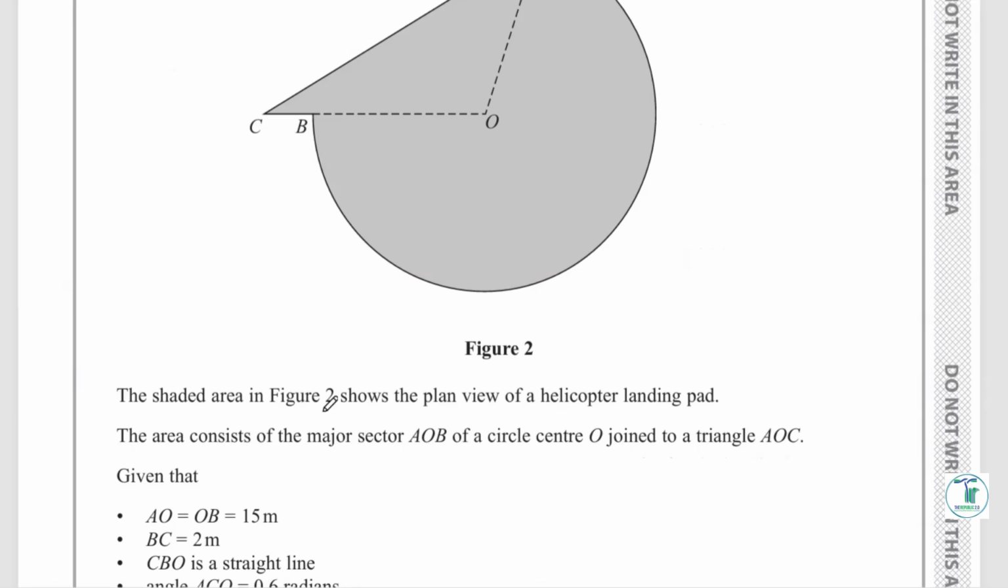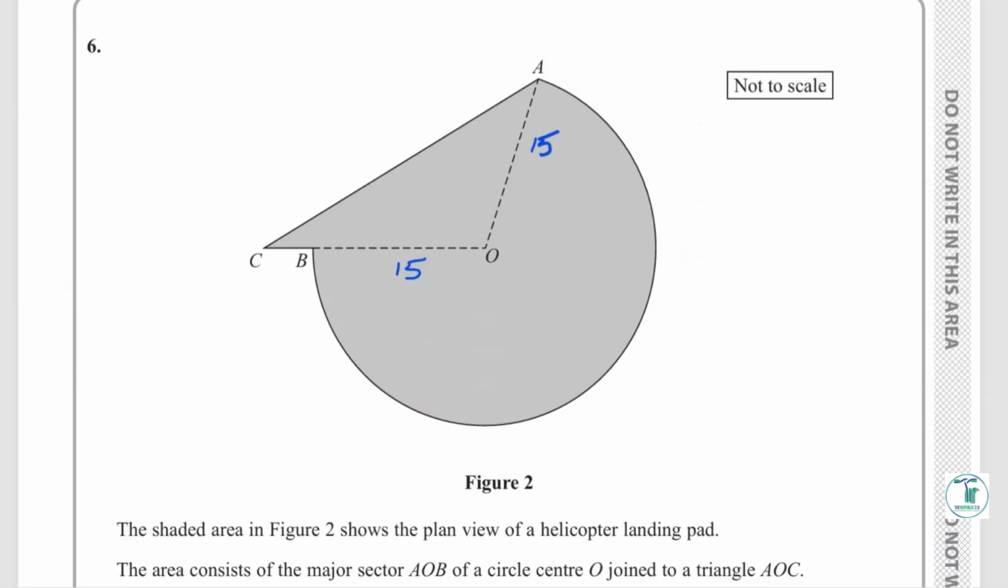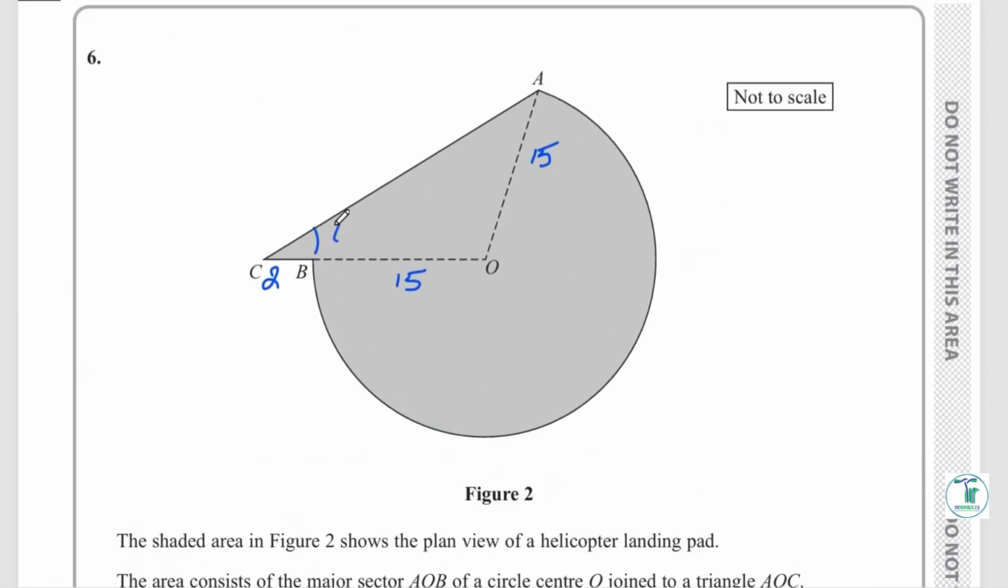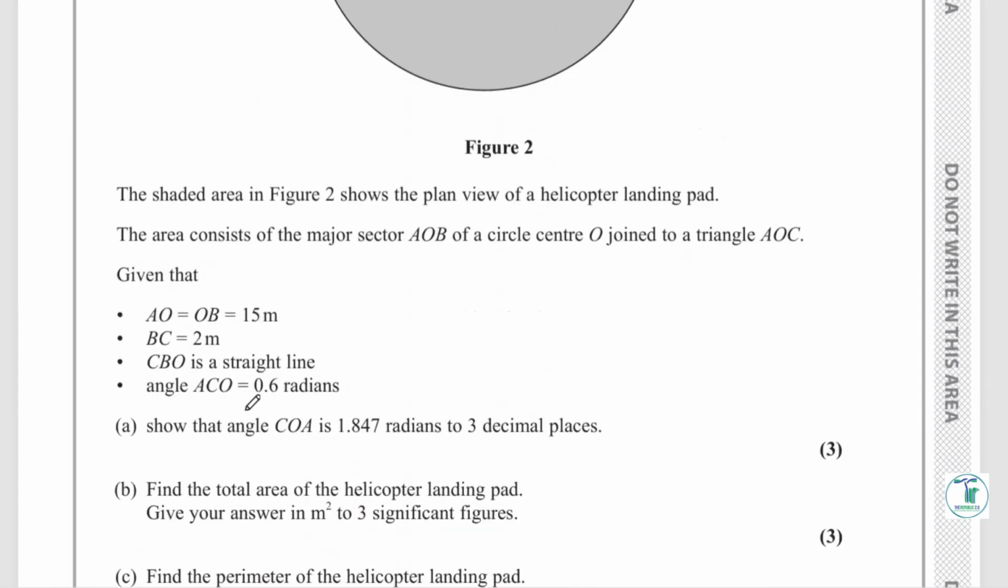Given that AO and OB are 15 meters, so this is 15 meters, and you can see this is 15 meters as well. Apart from that, BC is 2 meters, right? CBO is a straight line, and the angle ACO is 0.6 radians. Show that the angle COA is 1.847 radians to 3 decimal places, right? So how would you do this question?